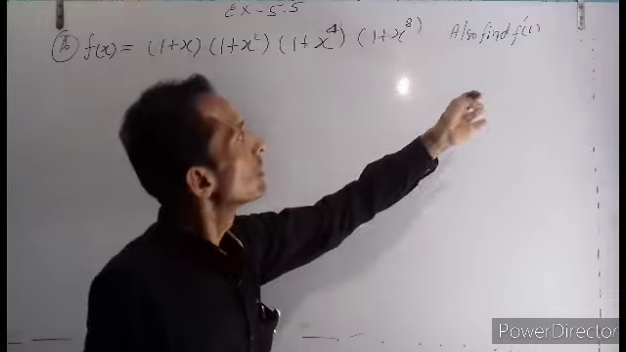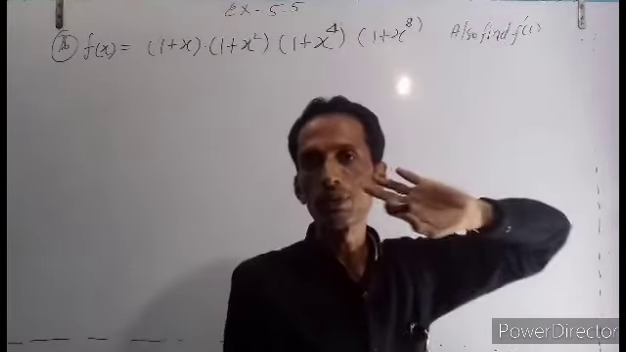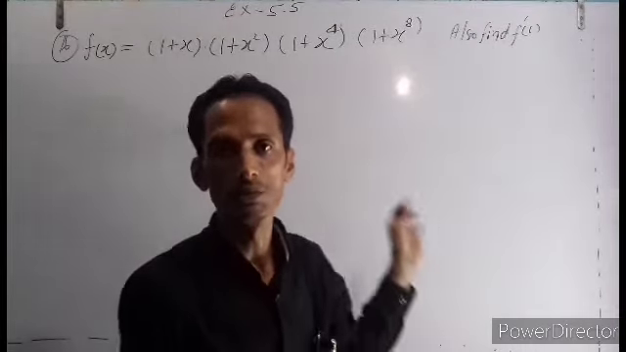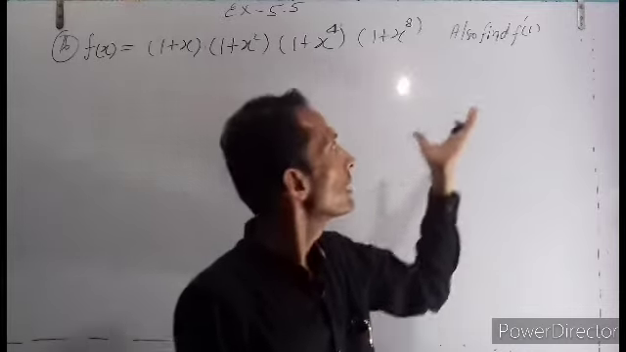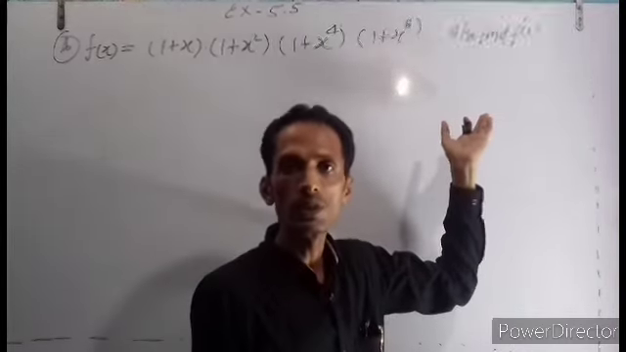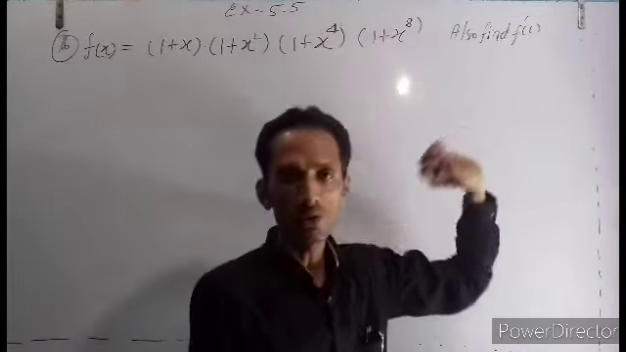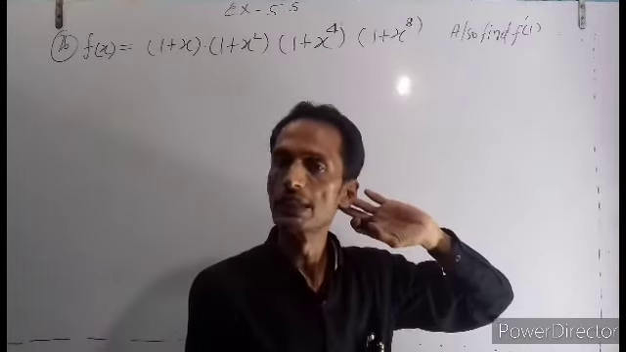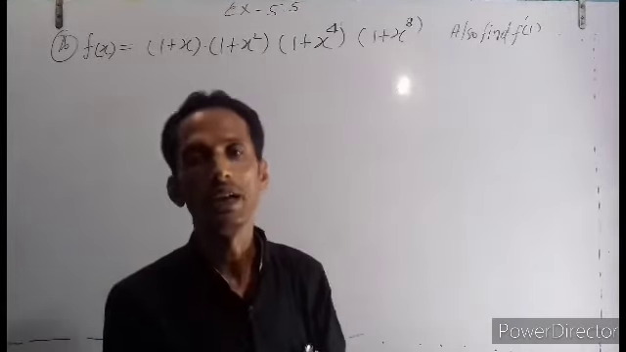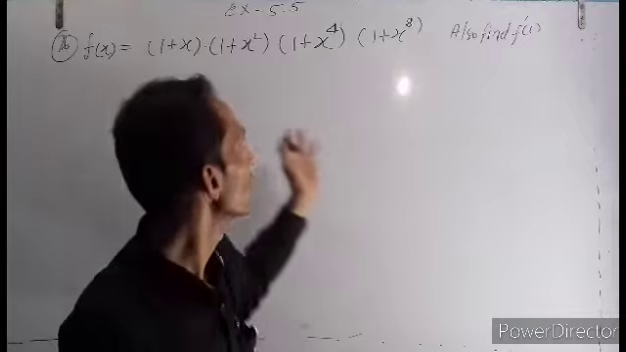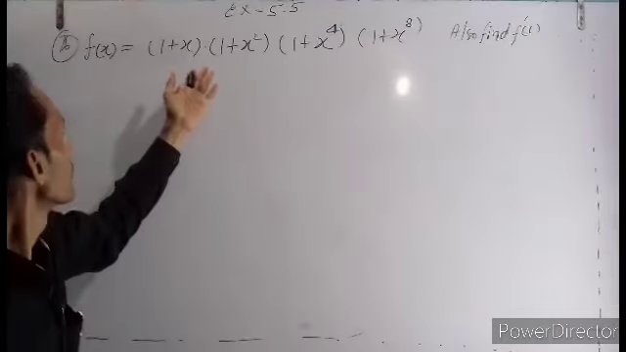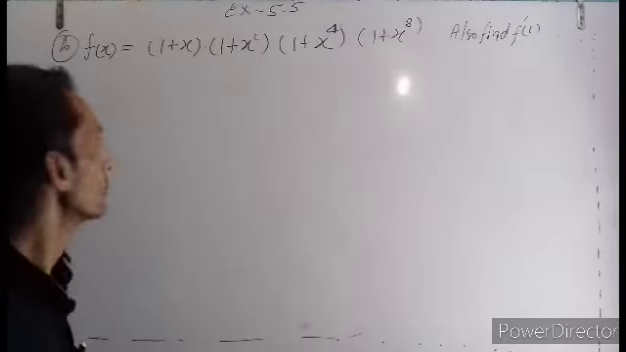How can we find f dash 1? First you differentiate the given function with respect to x. What will be the derivative? Then you put the value 1 in place of x in the derivative. Then you can find the value of f dash 1. So first we need to differentiate f(x). So what will become?